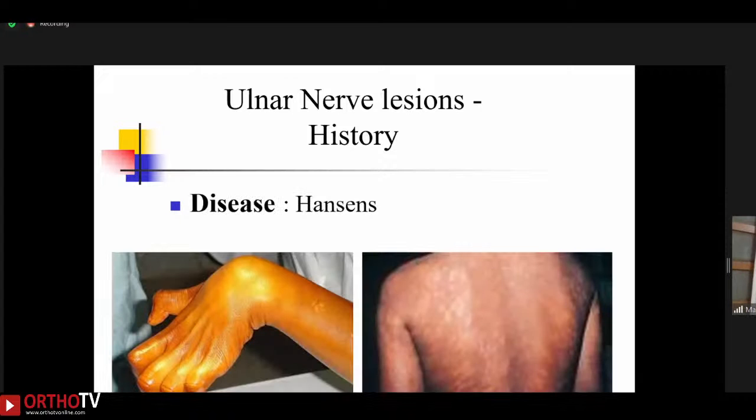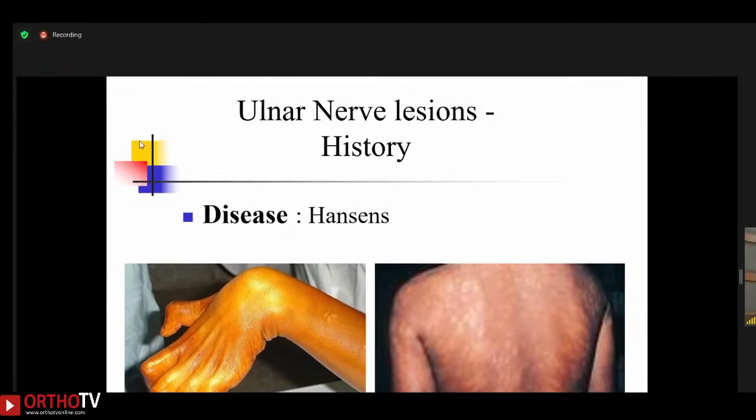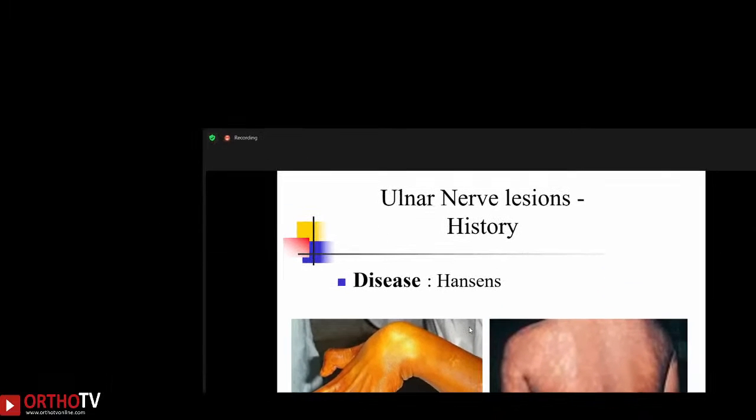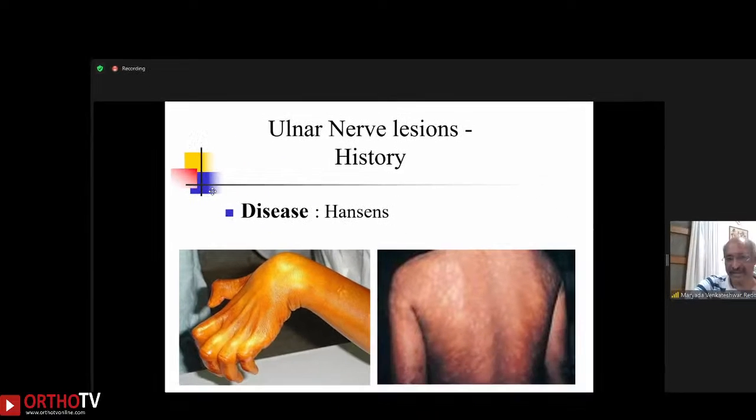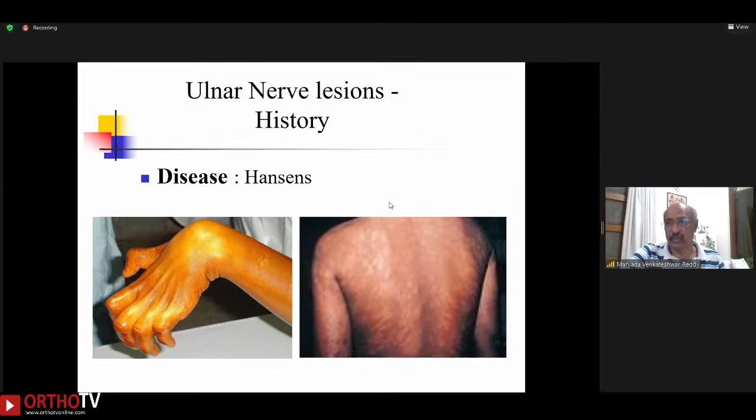If no trauma or none of the above causes are found in the history, ask the patient indirectly whether he has any medication history in the past and ask him if he has got any white patches in the body. Because most of the time, patients would like to conceal these factors, especially in a severe deformity where more than one nerve is involved. So obviously, suspect Hansen's, unless proved otherwise by the history. So with this detailed history, we will be able to make out whether it's a traumatic lesion or a lesion because of a disease. So this is the first part of it.